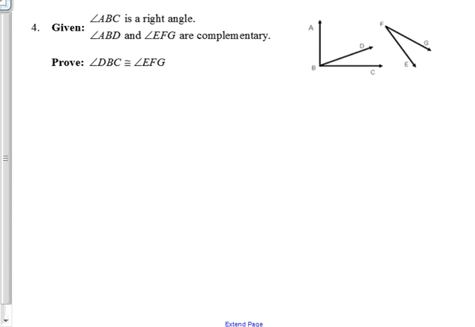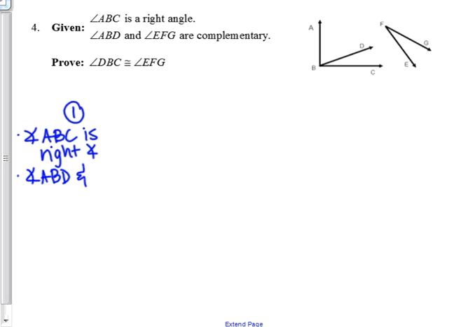So with number 4, I'm just going to go ahead and start with writing my givens. I know that angle ABC is a right angle. I also know that ABD and EFG are complementary. And that comes from my given.